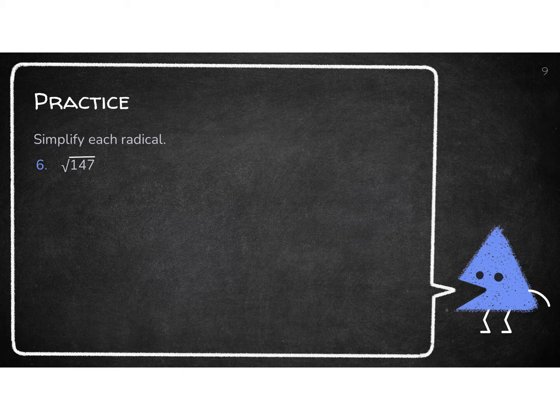All right, let's look at this next one here then. Writing my perfect squares out. 1, 4, 9, 16, 25, 36, 49, 64, 81, 100, 121, 144, and let's see what comes after that, 169. Okay, 147 is not in my list anywhere.